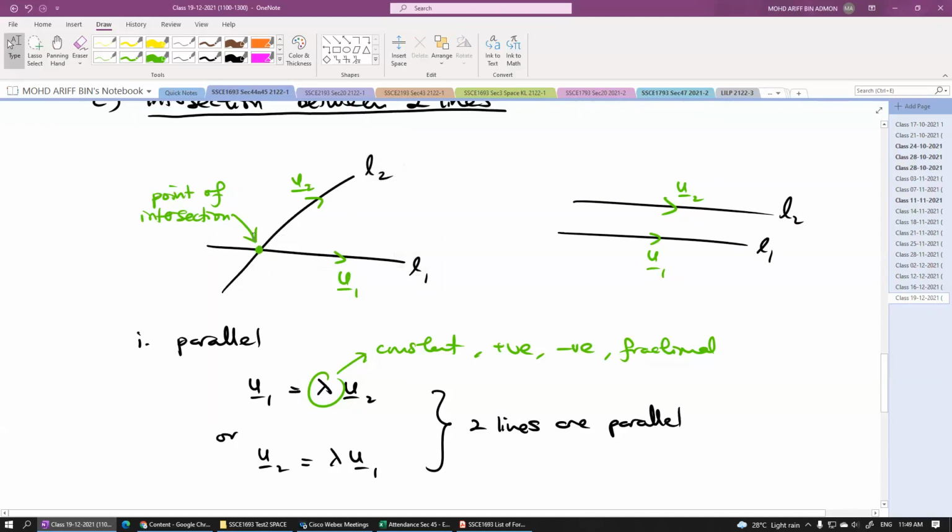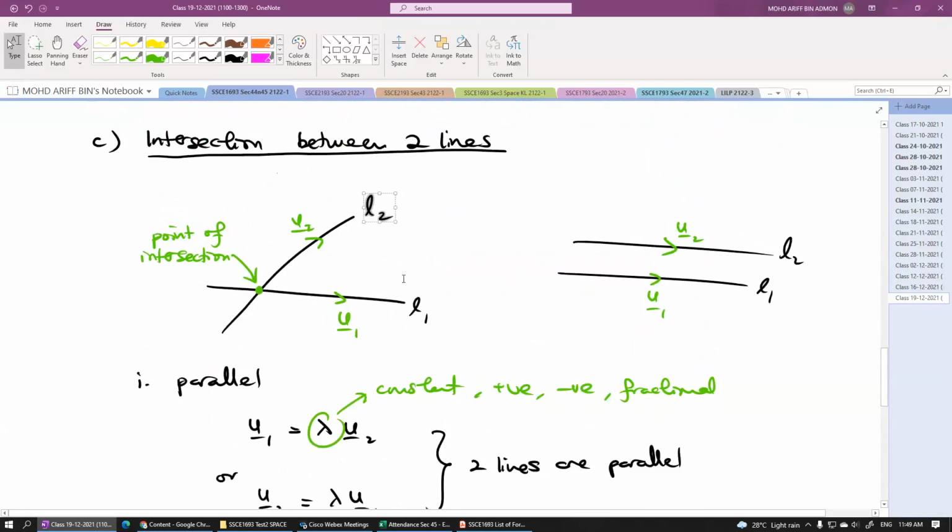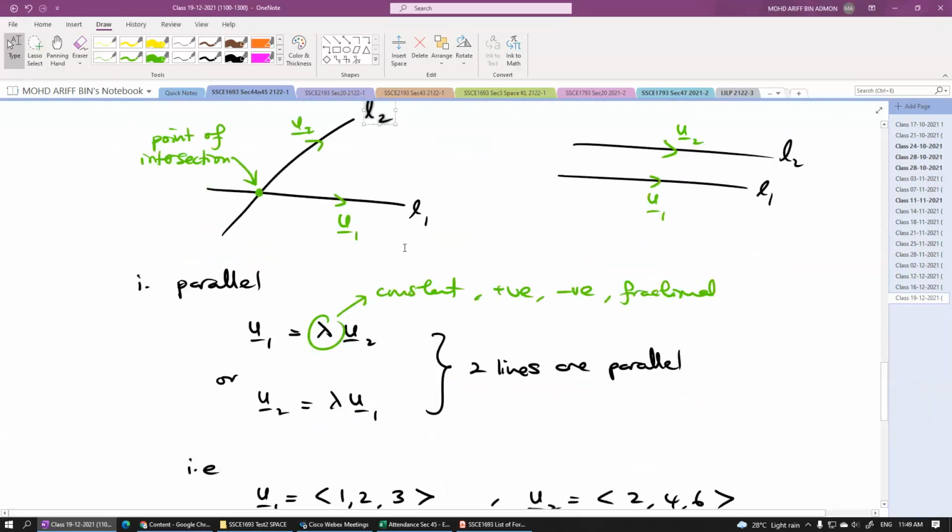Okay, how can we get this point of intersection? From the equation of these lines. My advice, if you are having the equation for line 1 and also line 2, whatever equation given, whether symmetrical or parametric, please write both equations of the lines in parametric form. That should be easier.